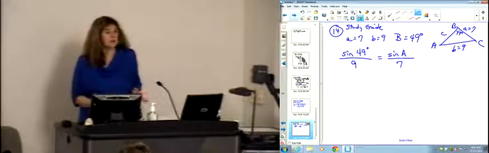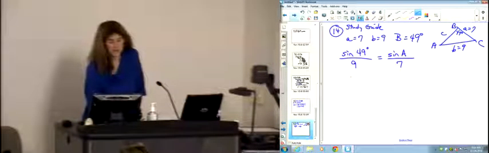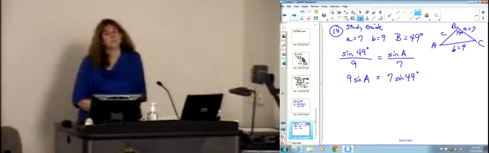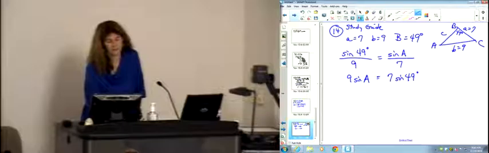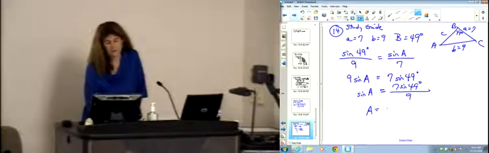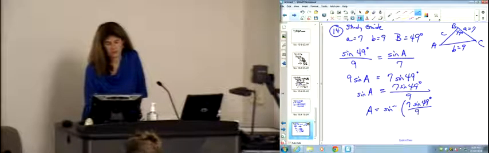Remember on these we cross multiply. So when we cross multiply, we're going to have 9 times the sine of angle A equals 7 times the sine of 49 degrees. So the sine of A equals 7 sine 49 degrees over 9. And angle A is going to be the inverse sine of 7 sine 49 degrees over 9.